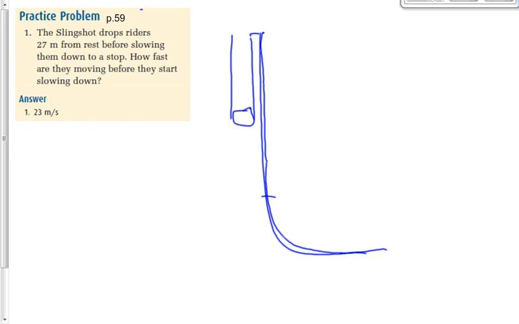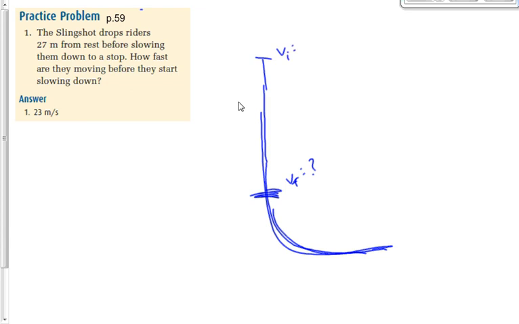This is what we're concerning ourselves with here, the drop. It's free falling 27 meters before it begins to slow down and come to a stop right here. How fast are they moving before they start slowing down? In other words, how fast are we moving right here? What's VF right here? VI, what do you think VI is up here? How fast are you moving when you start this fall?